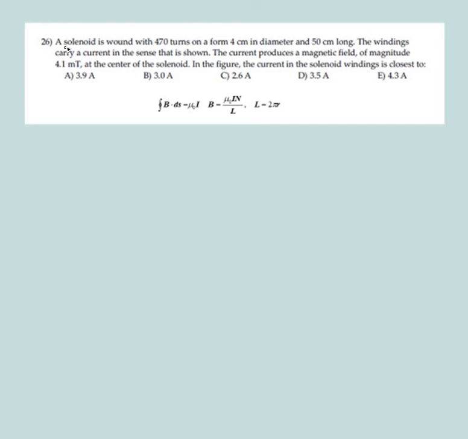It's telling you a solenoid is wound with 470 turns on a form 4 centimeters in diameter and 50 centimeters long, and it carries a current as shown. Well, we're probably missing the diagram, but I'm going to show you this in a second. And the current produces a magnetic field of 4.1 millitesla at the center, and they're asking you to calculate the current.